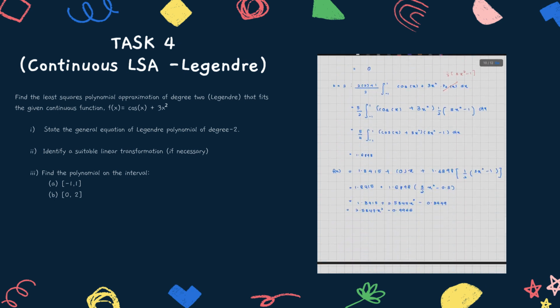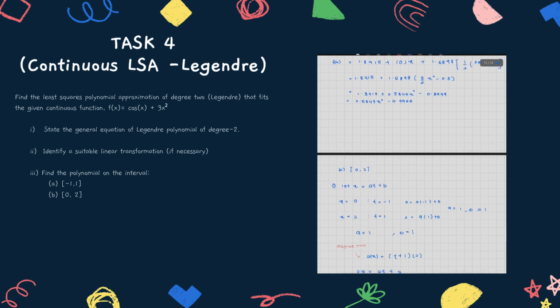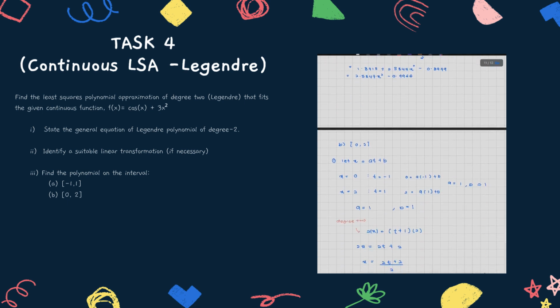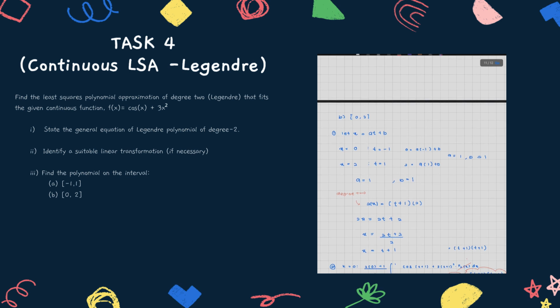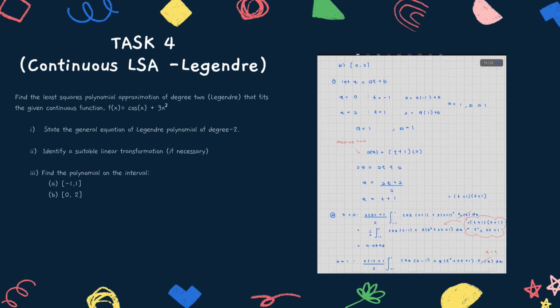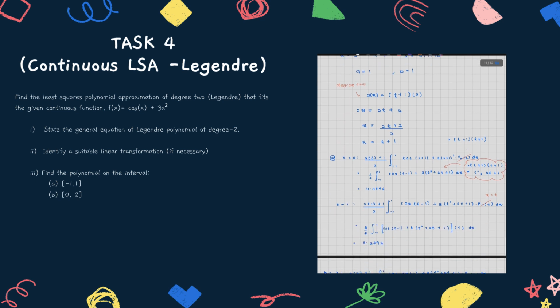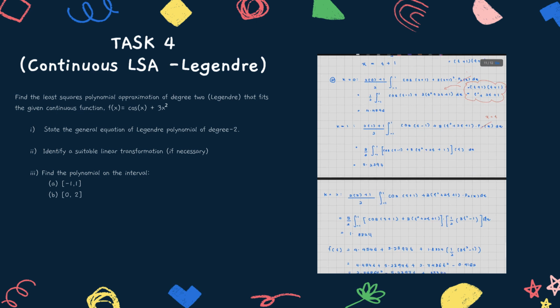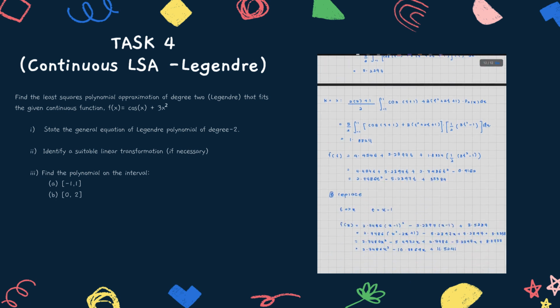For part B, we want to find the polynomial on the interval which is from 0 to 2. So let x equal to At plus B. So we need to find A and B. This is the A and B. Next we have to multiply with 2 because it's degree 2. Then we need to do K equal to 0 until K equal to 2.